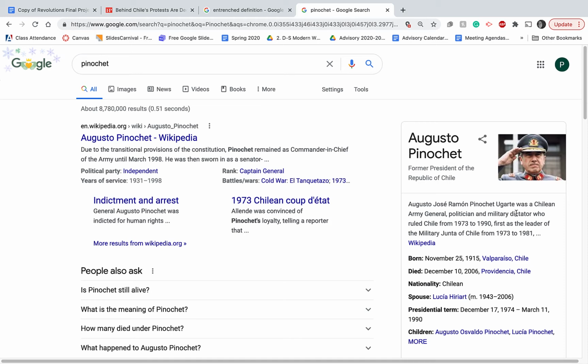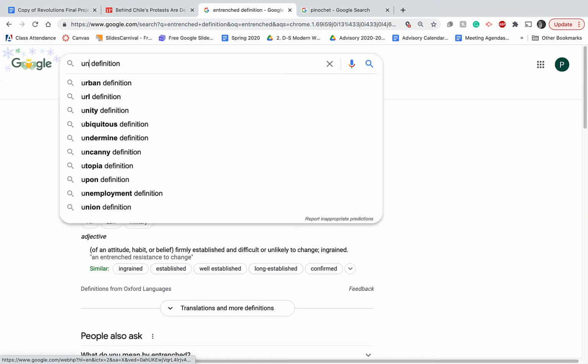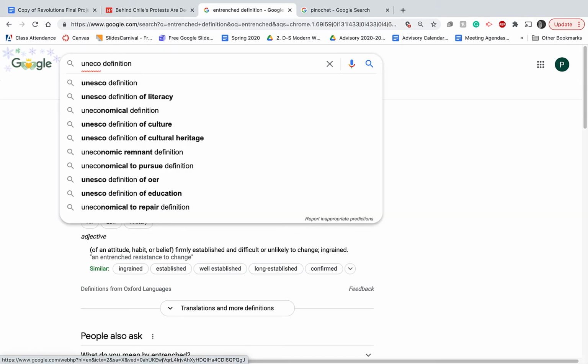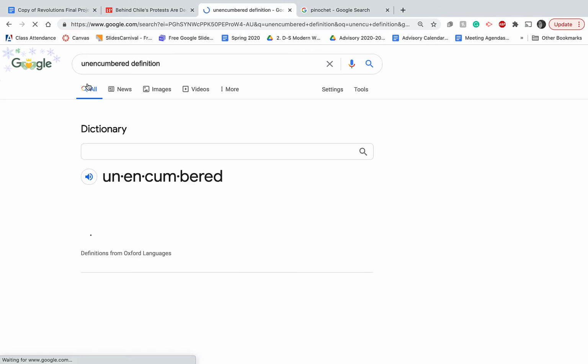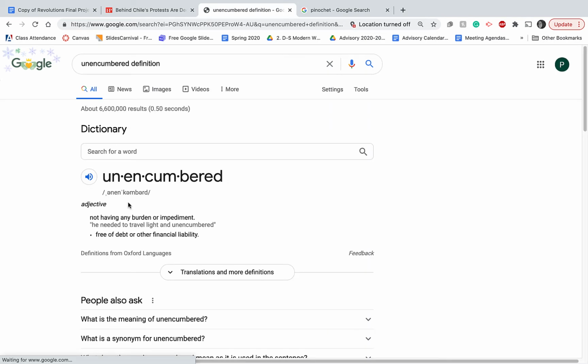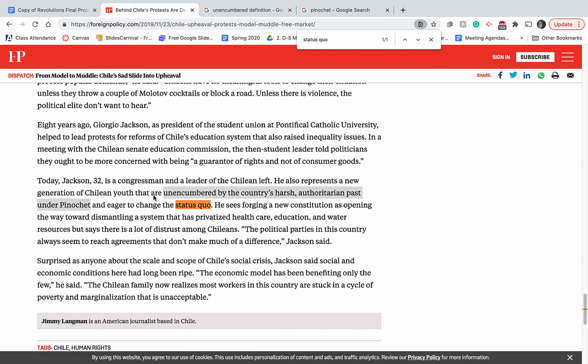So Pinochet was a Chilean dictator. All right, so I know he's a Chilean dictator. And I wanted to look up unencumbered. Unencumbered. At first, I have to learn how to spell it. Okay. Not having any burden. So let's go back. So it looks like young people are not really worried about the past. And I think they're probably not worried about the past because they weren't alive for it. But they are eager to change the status quo.